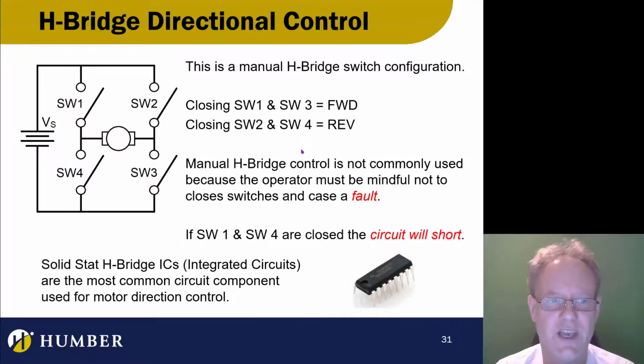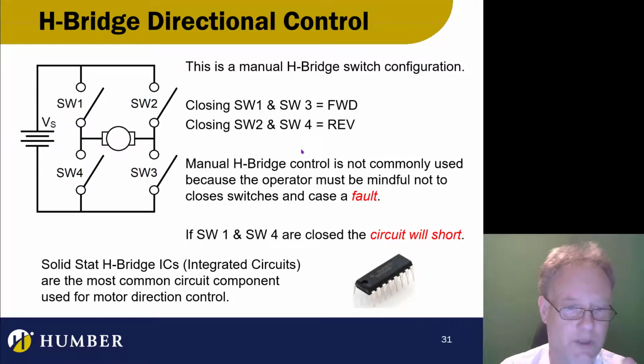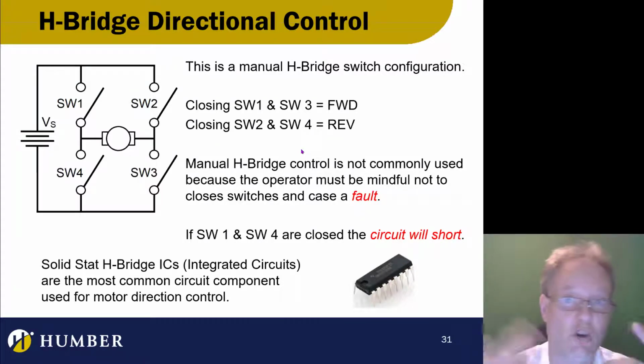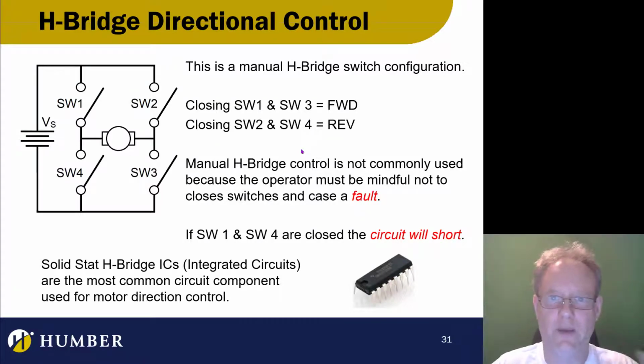In this case, we don't actually need an on-off, because if I open all of them, the thing's going to go off anyway. So if I wanted to turn it around, I would open switch 1 and switch 3, and then close switch 2 and switch 4. It would turn around and it would be fine. It's not a real control circuit, but you can do it. It's the basis for what we call an H-bridge.